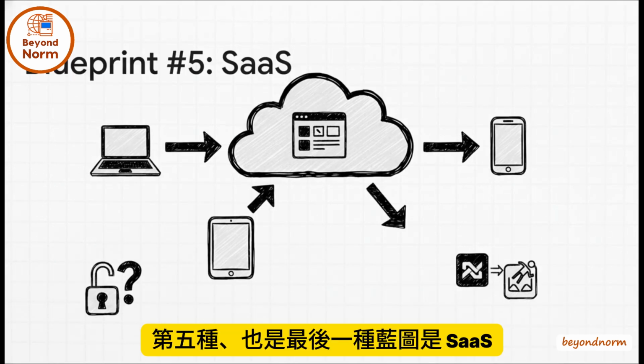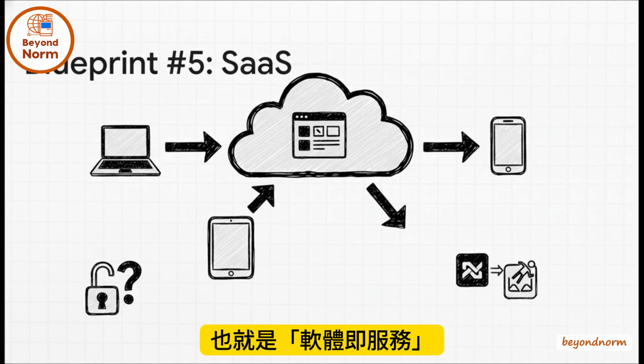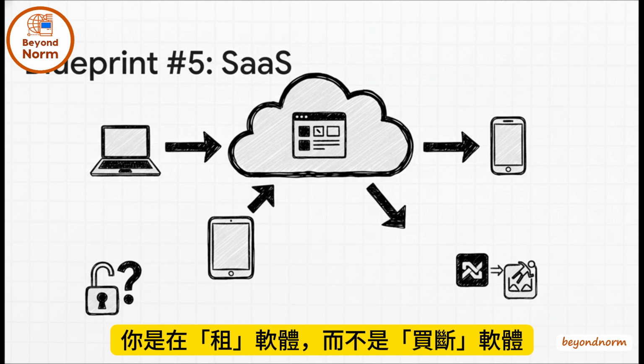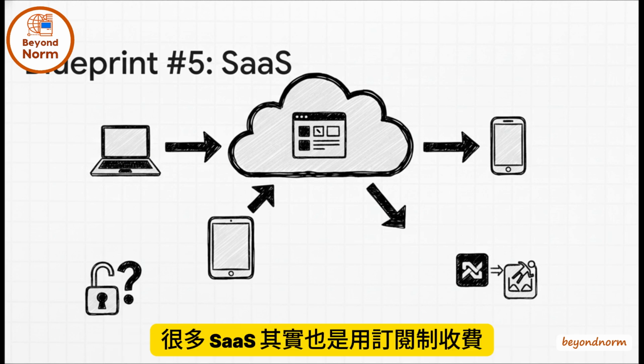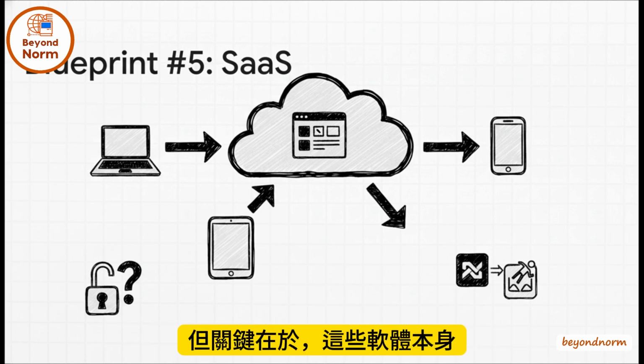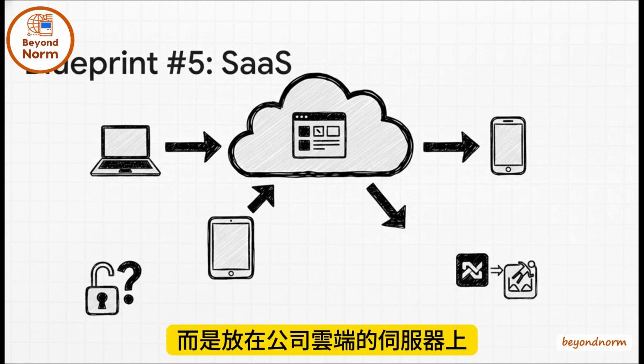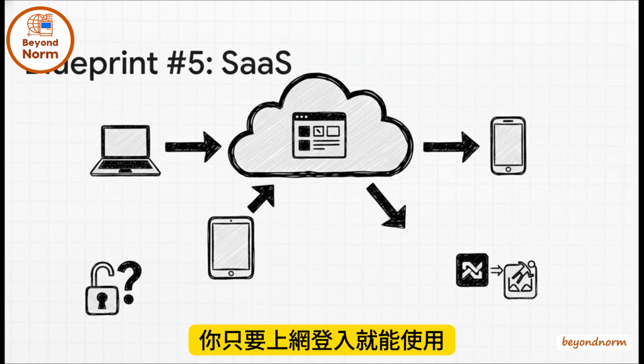And our fifth and final blueprint is SaaS. That stands for Software as a Service. The easiest way to think about it is you're renting software instead of buying it. A lot of times it uses a subscription, but the real key is that the software doesn't live on your computer. It lives in the cloud, on the company's servers, and you just access it online.